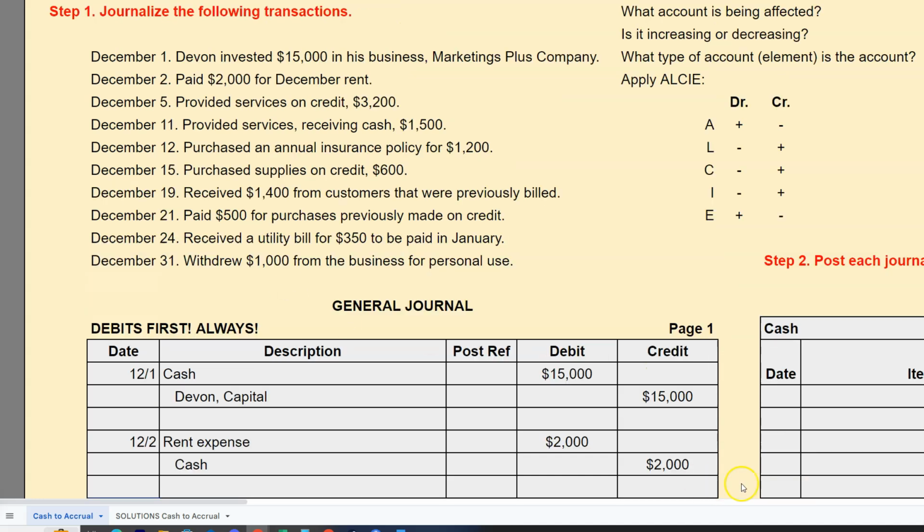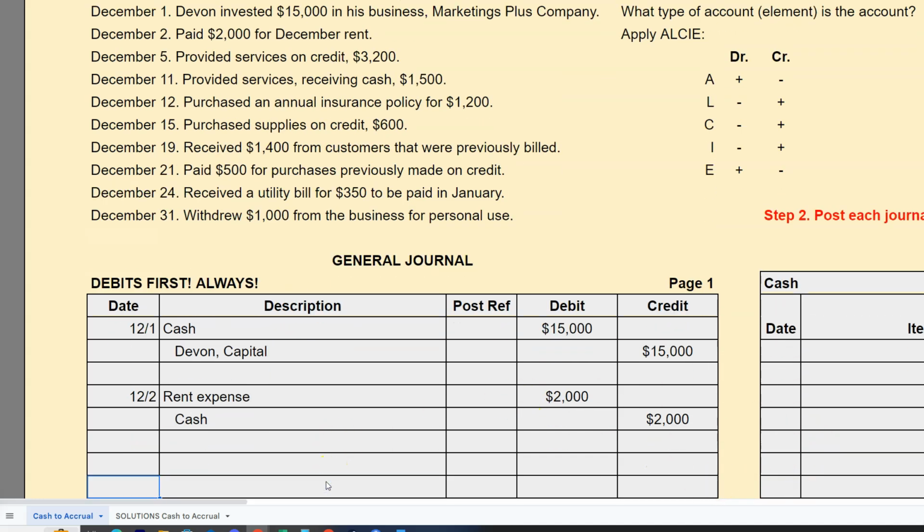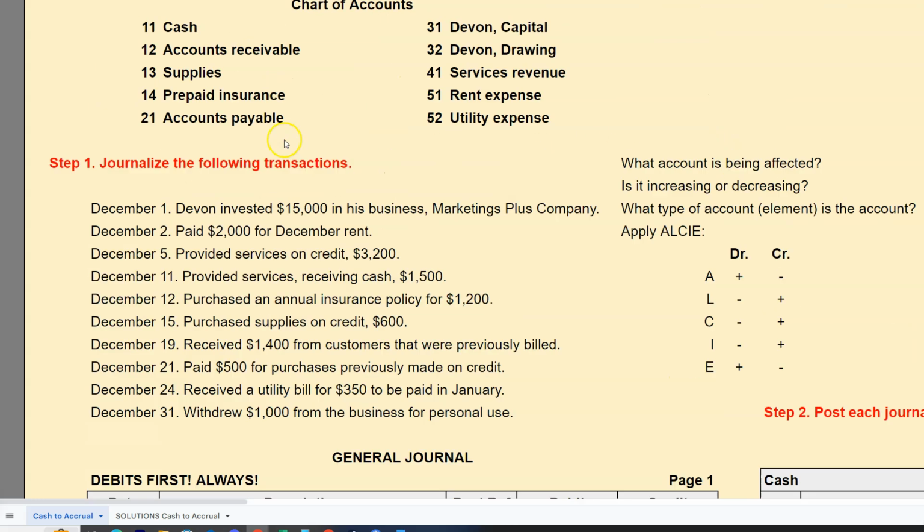Let's move on to the 5th. Provided services on credit, $3,200. I want to start with this provided services part. Whenever we provide a service, we are basically doing our part of the contract. We just finished our requirement, our obligation for what we agreed to do for the customer. So whenever we complete our obligation in a contract, we get to record income, revenue, right?